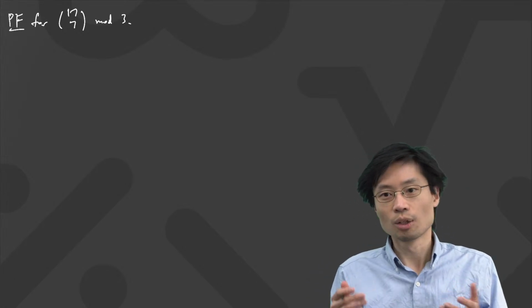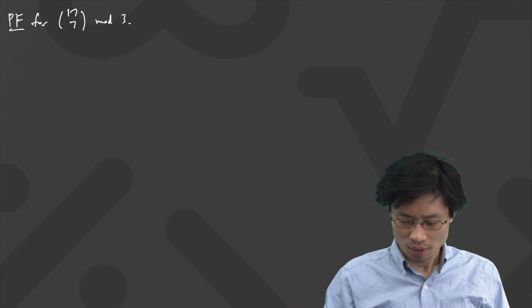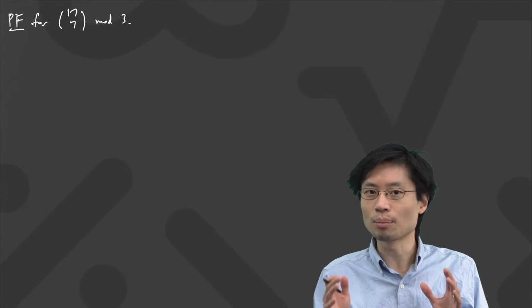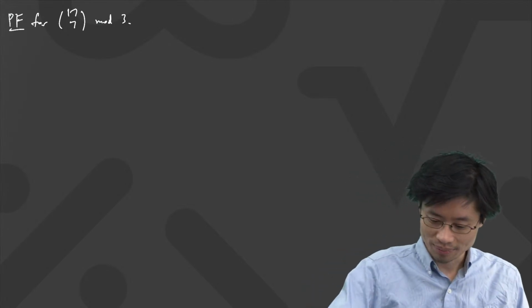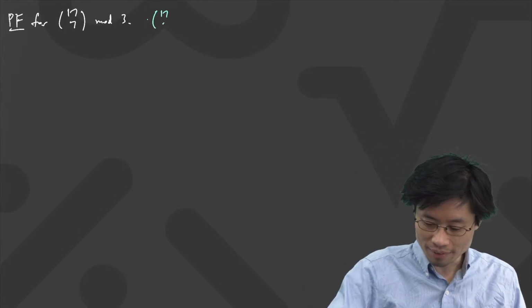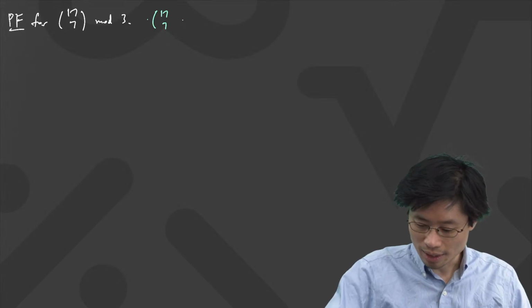So what you do is, what is 17 choose 7 anyway? Well, 17 choose 7 is just the number of pictures, okay? 17 choose 7 is equal to the number of pictures like this.